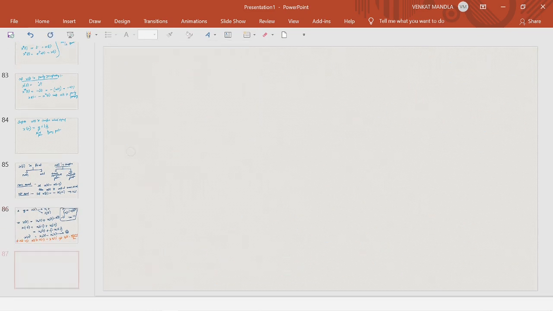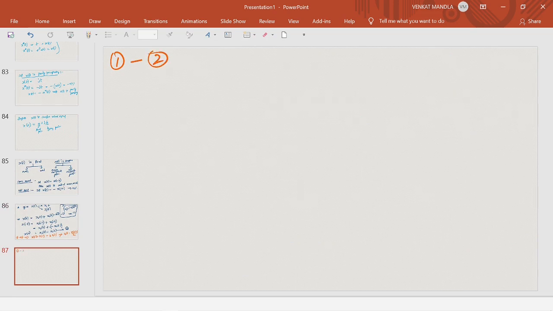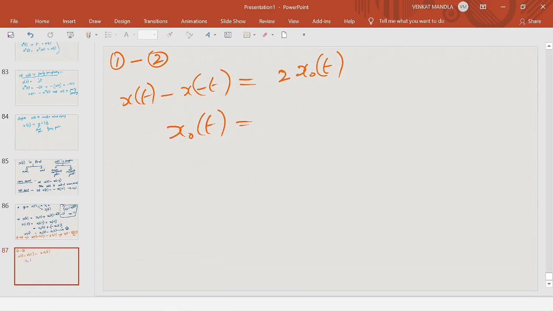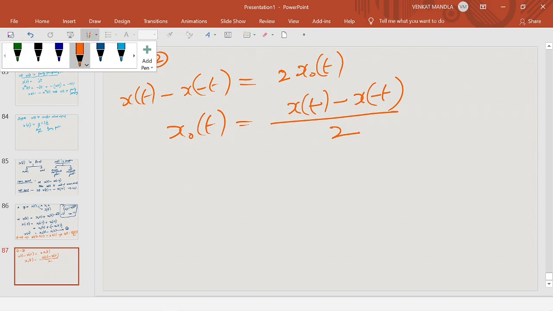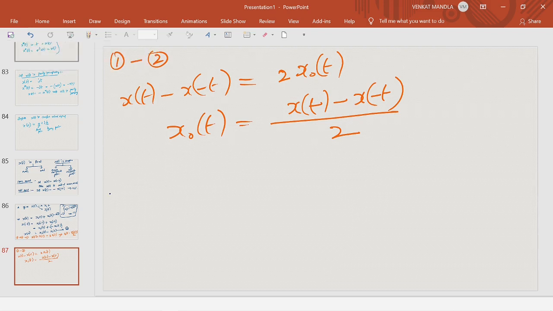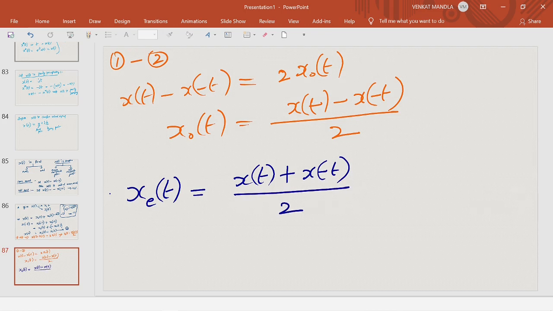Similarly, 1 minus 2. It is x of t minus x of minus t equal to 2 times xo of t. That is, the odd part of the signal is x of t minus x of minus t by 2. Therefore, I will summarize. The even part of the signal is x of t plus x of minus t by 2. The odd part of the signal is x of t minus x of minus t by 2.